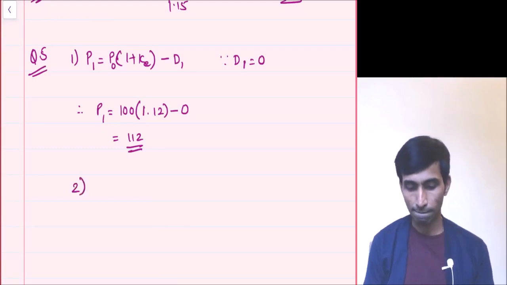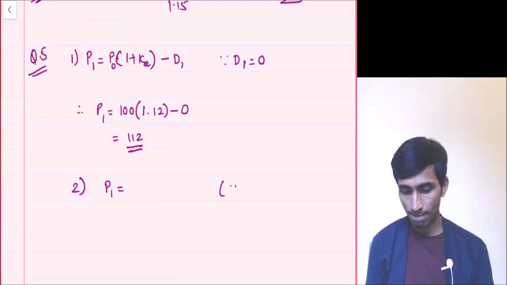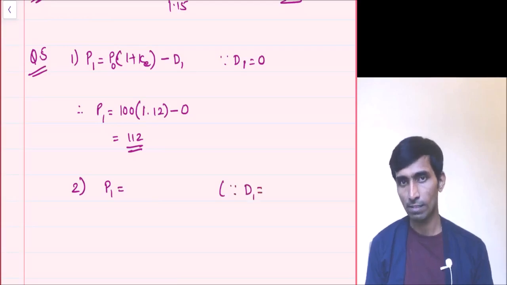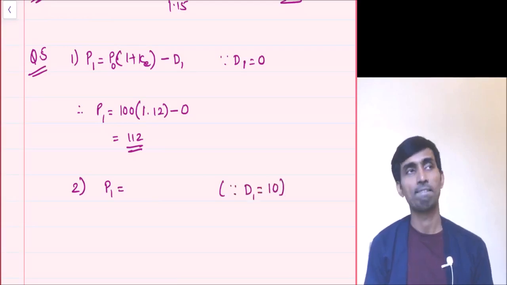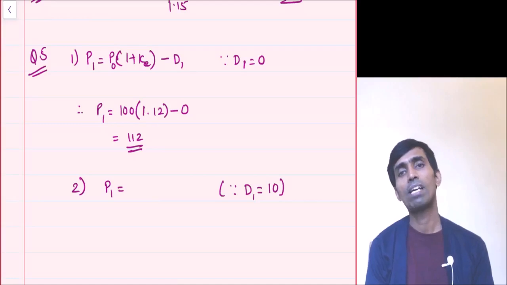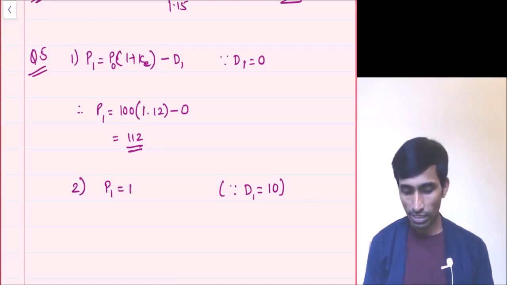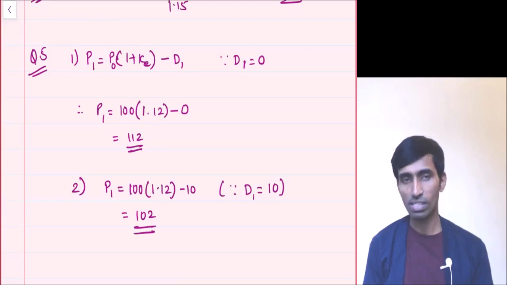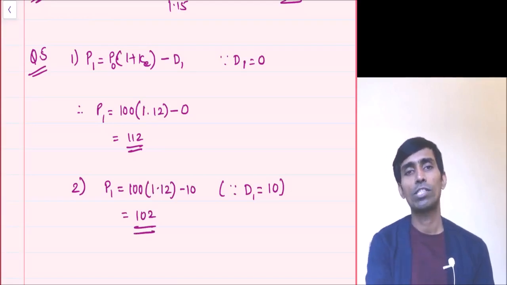Please write. They are paying how much? They are paying 10. So 100 into 1.12 minus 10 becomes 102. So when they pay the dividend, for the first question it is 112 and now it is 102.